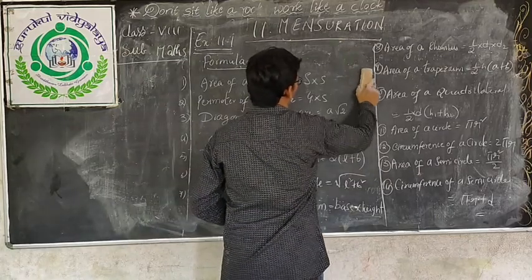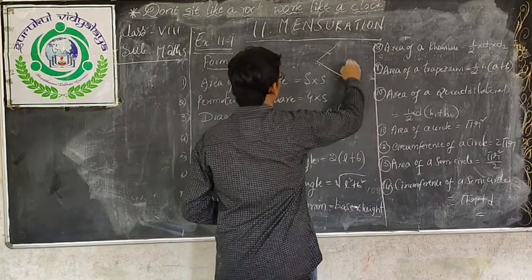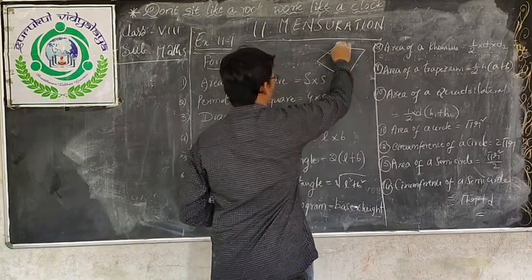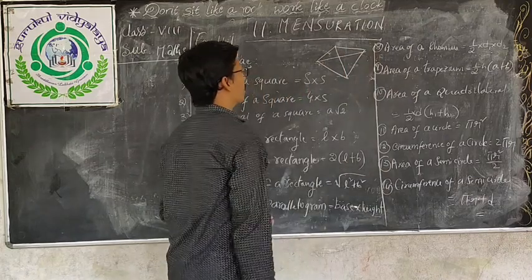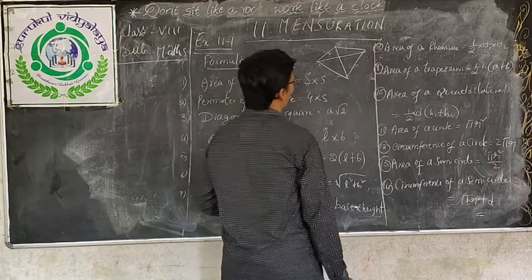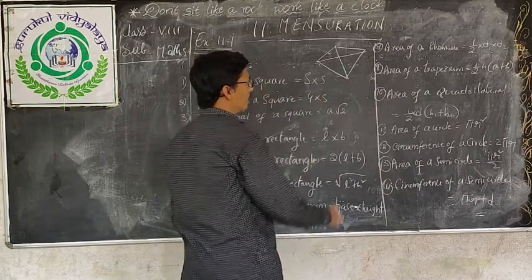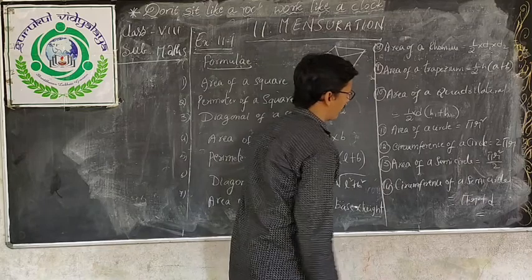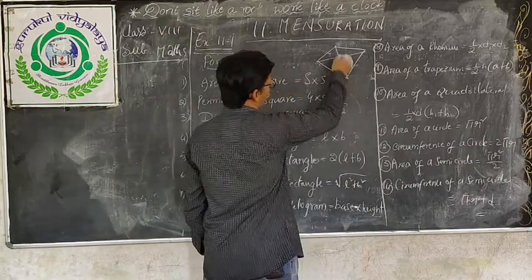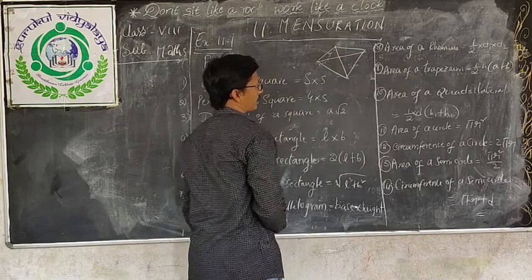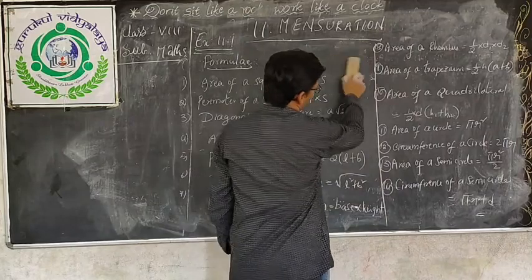quadrilateral. For a small quadrilateral figure I will draw it. In the quadrilateral figure, these two are the diagonals. So these are the diagonals of the quadrilateral. And what are the heights? Heights of the quadrilateral. You can consider the height like this. Heights of the quadrilateral.